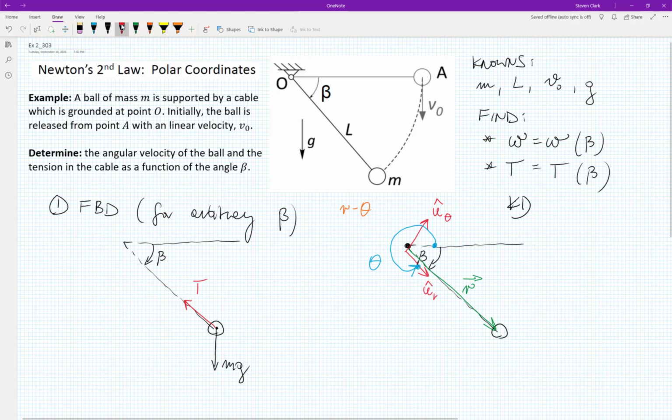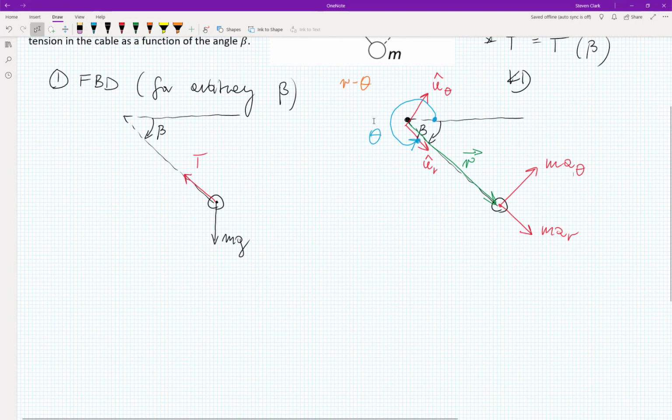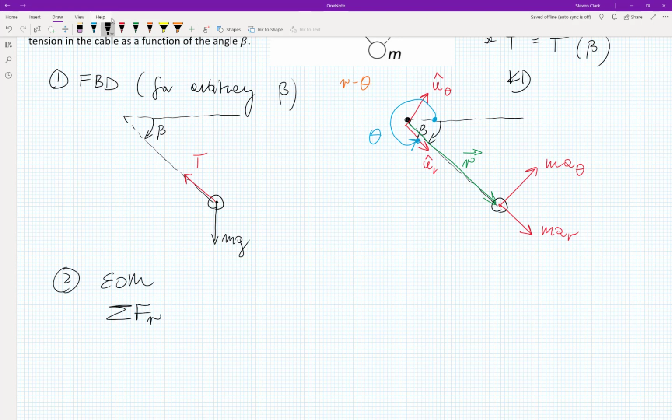Now let me introduce our inertia forces. So m a_r has to be aligned with UR, and m a_theta has to be aligned with U theta. All right. We are done with our FBD and KD. So now the equations of motion. Sum of forces in the R direction and sum of forces in the theta direction. Positive, positive.